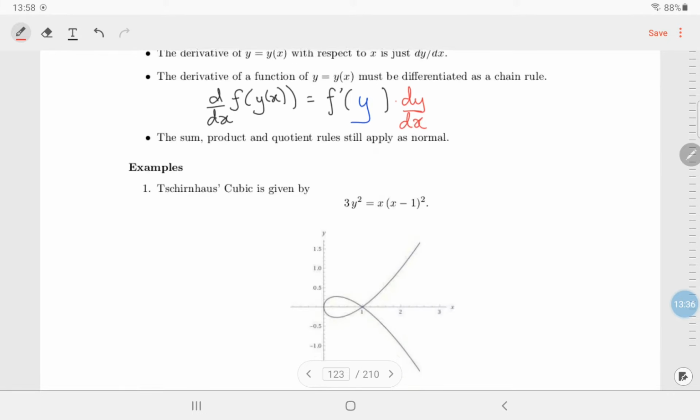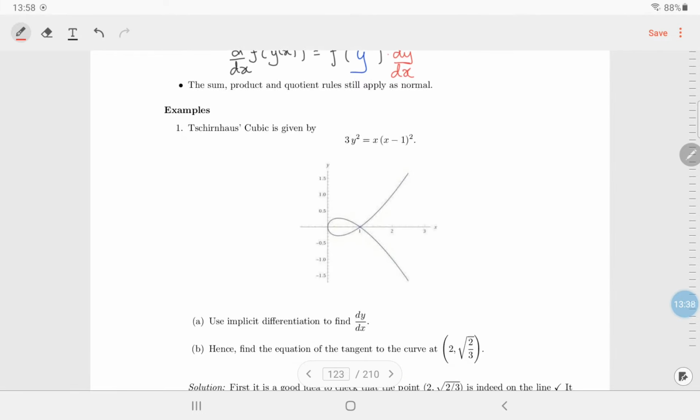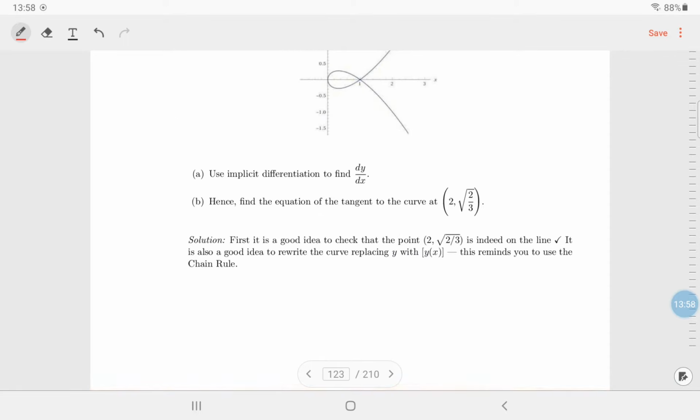Okay, so let's see some examples. We've got this cubic here, so there's a relationship between the coordinates on this curve. 3y squared is equal to x times (x minus 1) all squared. There are two branches here, but we won't get into that. So let's do the implicit differentiation.